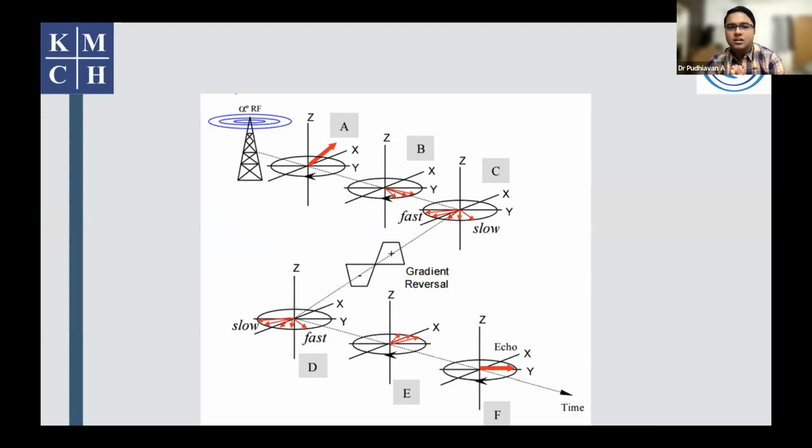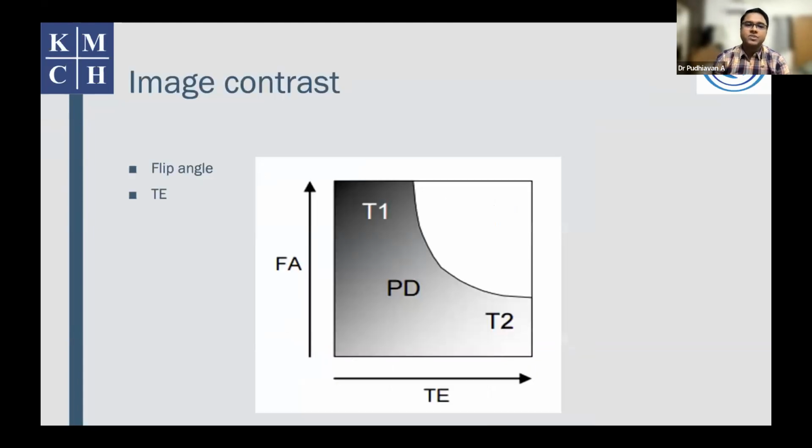So the main objective of the pulse sequences is to make all the protons come in phase, so that we can get the maximum amplitude signal from the body. Here we use a gradient reversal to make all the protons come in phase.